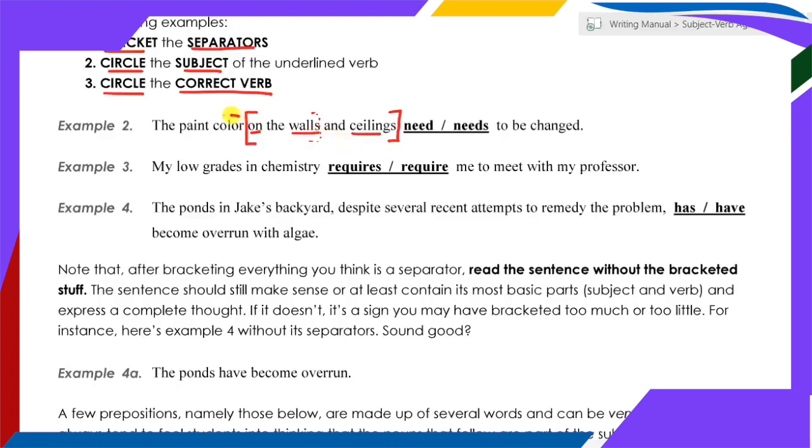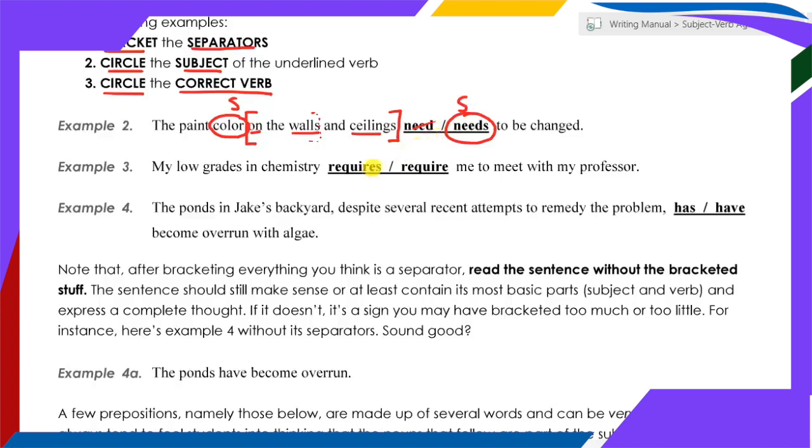The paint color, so there's our subject. The color, we would not say the color need, we would say the color needs to be changed. This is a singular subject. We need a singular verb. The color needs to be changed.